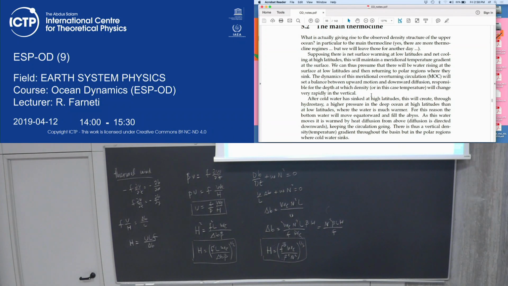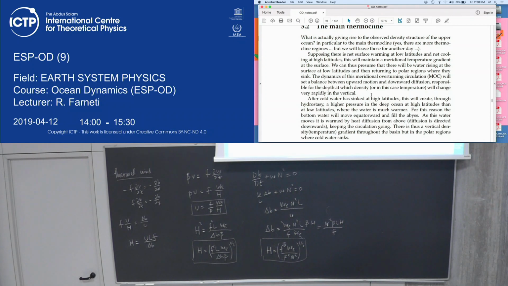So if you start looking at what is reality, and you try to simplify a little bit, you suppose that there is a net surface warming at low latitudes, okay, which makes sense, and we'll see a schematic there, and net cooling at high latitudes. So you get more warming close to the equator, and a net cooling at the high latitudes. And this maintains a meridional temperature gradient, which is my delta B, or my meridional buoyancy gradient.